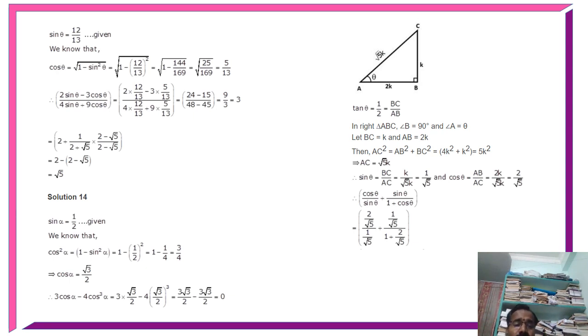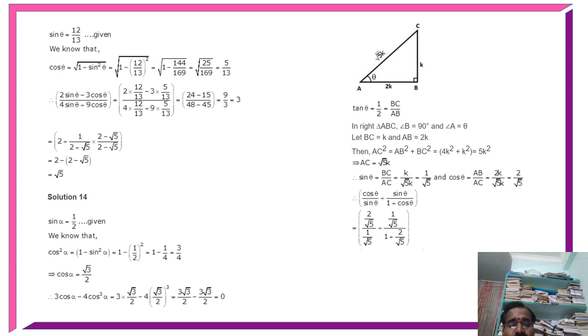Here it is given sin theta is 12 by 13. Given that, find the value of (2 sin theta minus 3 cos theta) by (4 sin theta minus 9 cos theta). To find this, we have two approaches. One is by using identities, or else by using a right triangle. Here we will apply identities, unless they mention any method is applicable.